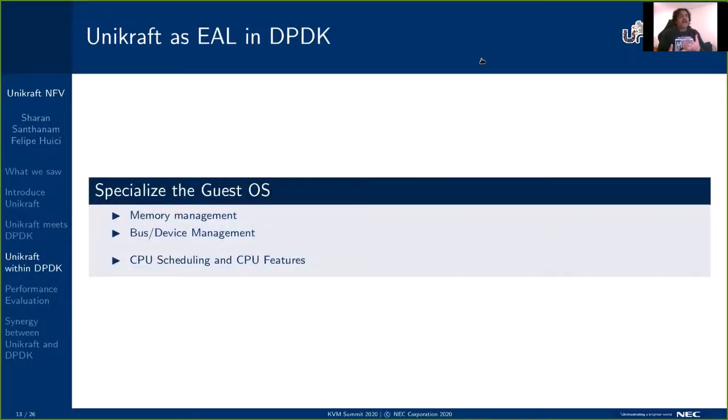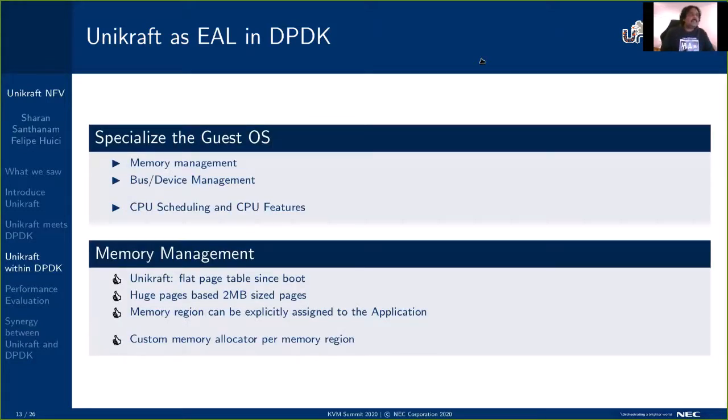The next part of our discussion was how to specialize the guest operating system. We looked at three parts where we could optimize the Unikraft guest operating system. One is the memory management system. The second is the device management system. And third is the scheduling part. In terms of memory management, what Unikraft provides is a static memory image where we have huge pages of 2 megabytes mapped into the first 1 gigabyte of the address space. Thereby we only support 1 gigabyte of memory, and we have a one-to-one translation between physical address and virtual address within a unikernel.